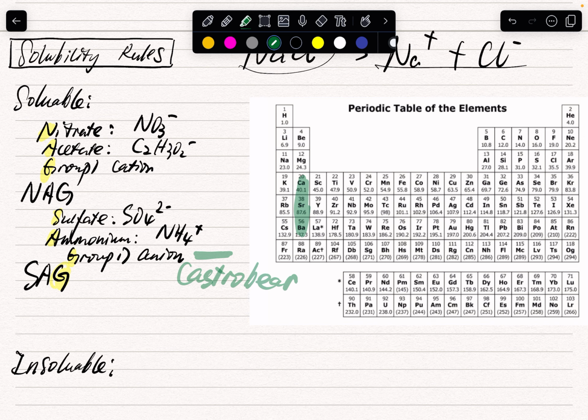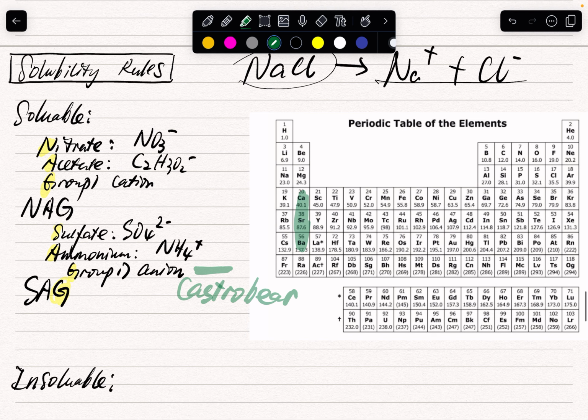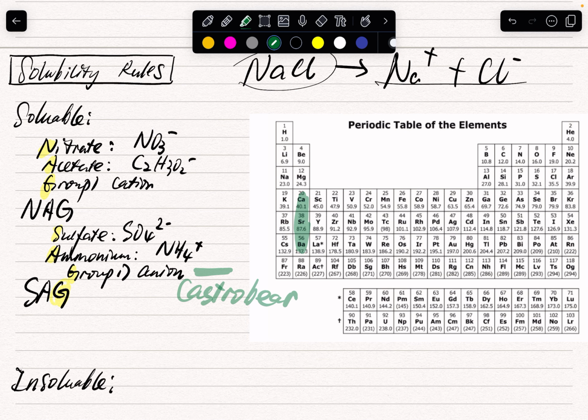Let's say you have CaBr2. Ca is one of the Castro Bear, and Br is the group 17 anion. So if I have CaBr2, would it dissociate? No, it won't. But if I have KBr, K is group 1, and group 1 is NAG. NAG has no exceptions, so you're good. It's soluble. So that's Castro Bear.